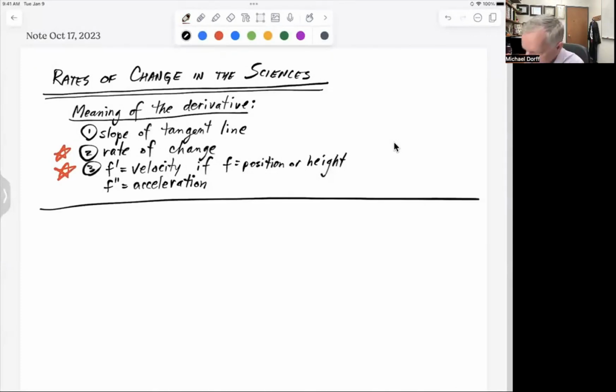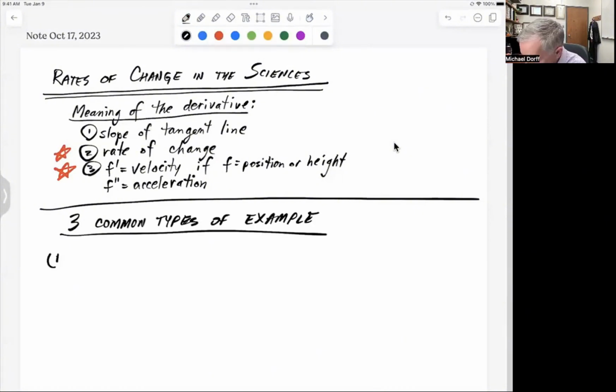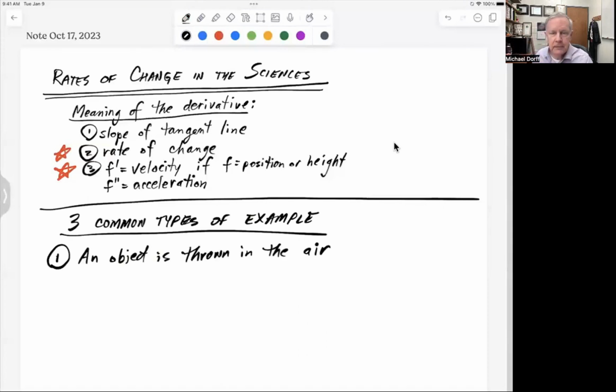And with this section, we have basically three common types of problems or examples that we'll see. The first type will be an example where an object is thrown in the air, and we need to find certain things related to that. That could be its velocity, its height, maximum height, its velocity when it hits the ground, accelerations, and so forth.